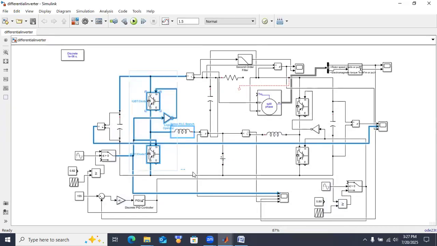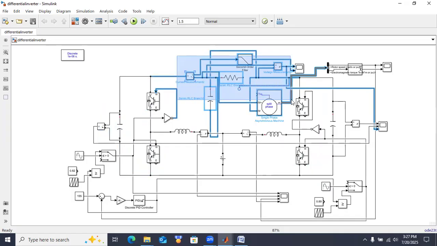In this side, we are having one boost converter. In this side, we are having one boost converter. Both combined, it will form a dual boost converter. So the load connected across these two converters will have the voltage that is combined by these two boost converters.